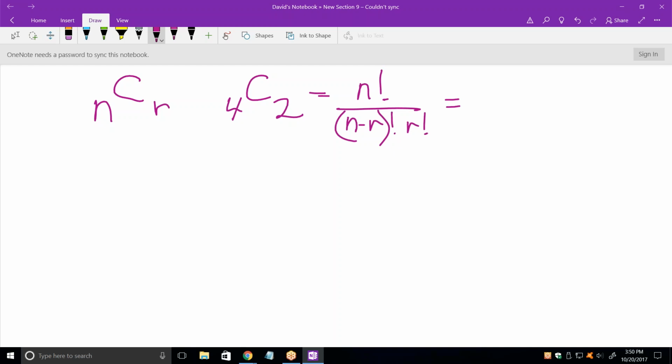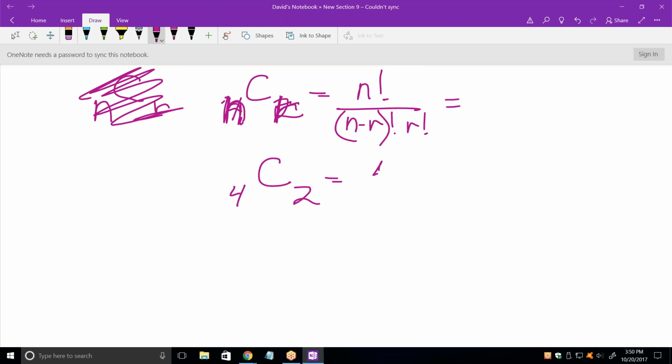And really here, I should have made that n choose r. There's the general formula for n choose r. It's n factorial divided by n minus r factorial times r factorial. Such that if I had something like 4 choose 2, that would be 4 factorial over 2 factorial times 2 factorial. Now, do you know what 4 factorial is?